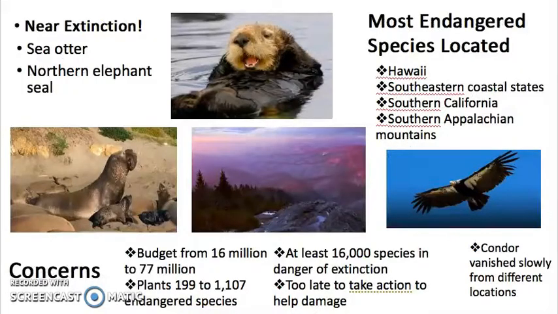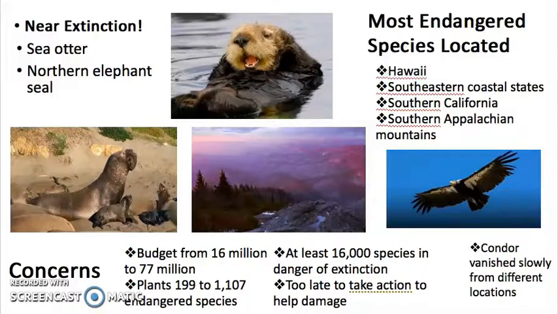Other animals that are near extinction are the sea otter and the northern elephant seal. Some places where these endangered species are located are Hawaii, southeastern coastal states, Southern California, and the southern Appalachian Mountains. Many concerns that have arisen over the past years are the increase of endangered plants. There are about 1,107 plants that are endangered.